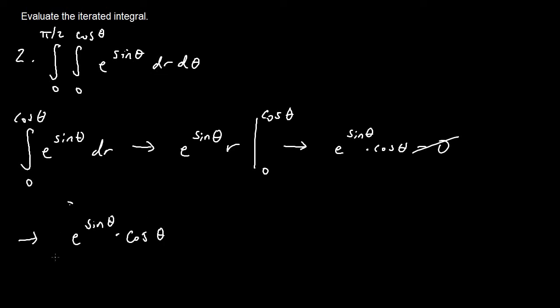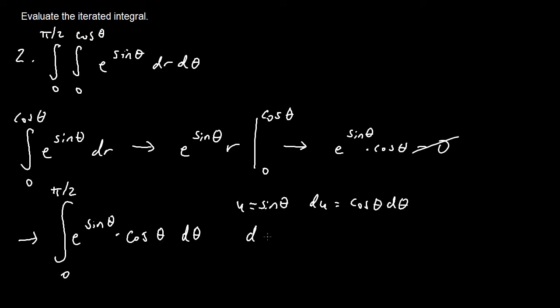So now we can integrate it from the outer integral from 0 to pi over 2 times d theta. So now we're going to integrate with respect to theta, and this one's just a simple u substitution problem. So if I set u equal to sine of theta, du, or the derivative of sine of theta, is going to be cosine of theta d theta. So then d theta is going to be equal to du over cosine theta.